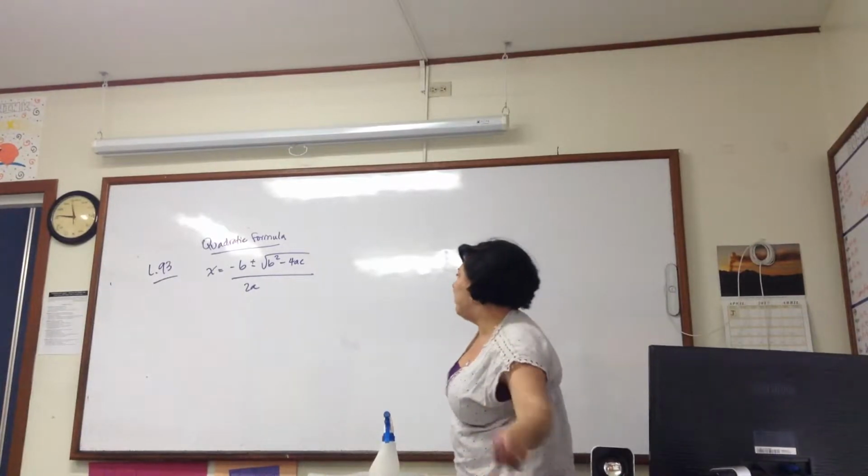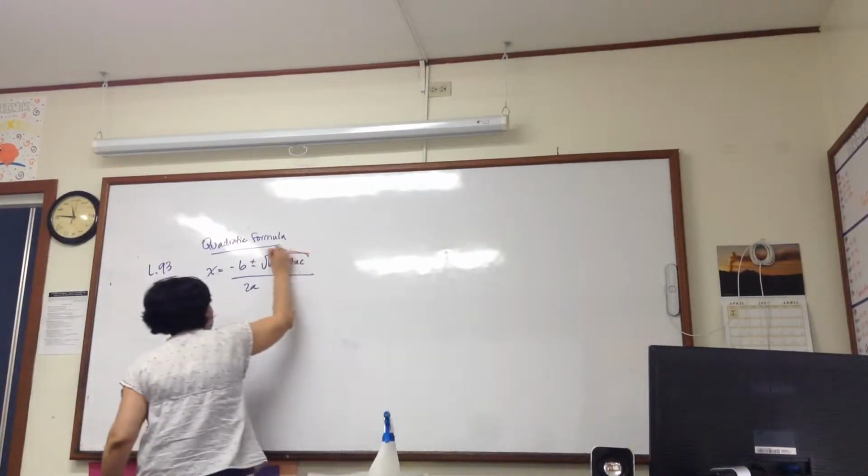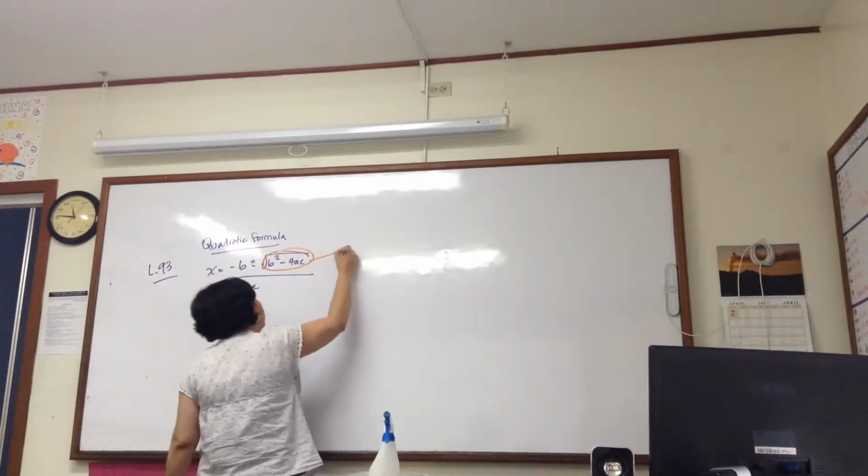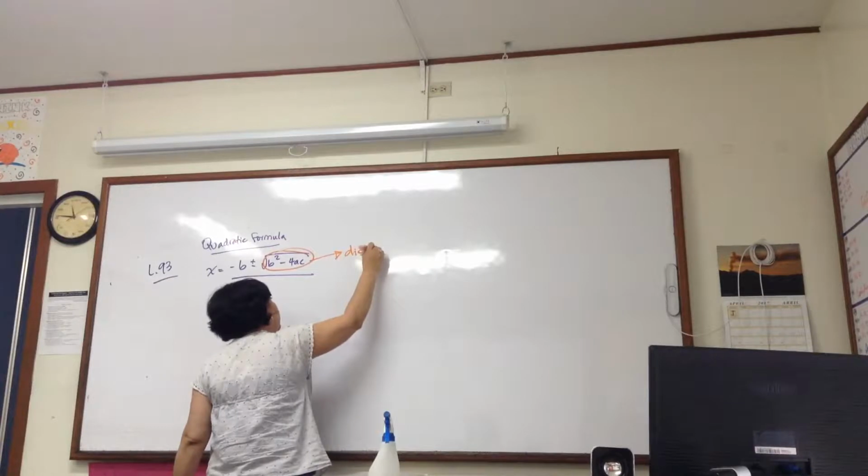We're going to give this part in here a name. What's inside the root is called the discriminant.